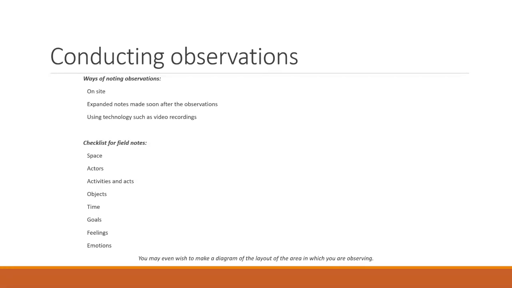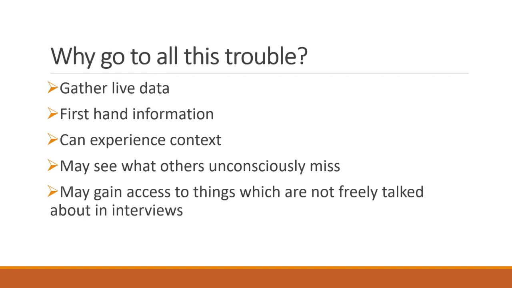And then just also an explanation about the place itself, to give your reader a picture of the place, the space, the process of the observation. And I say here at the bottom, you may even wish to make a diagram of the layout of the area in which you are observing. Was it in a park? Was it in a stadium? Where was it? To also give such an overview to your reader about this.